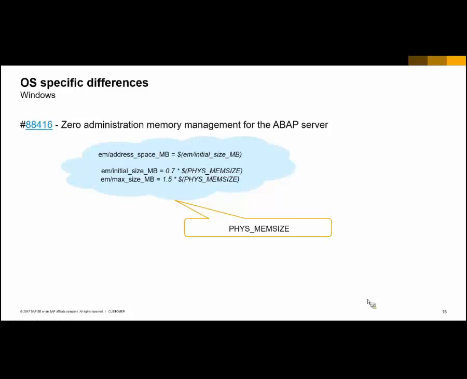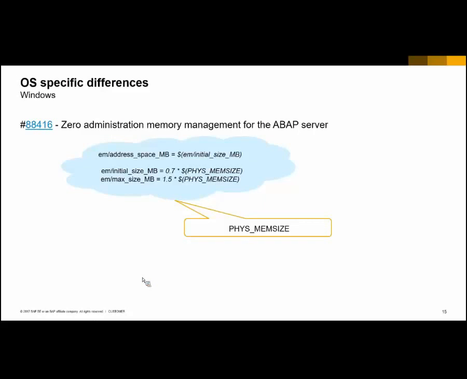In the case of Windows platform, Note 88416 provides deeper explanation about the memory management on Windows. Extended memory is dynamically self-extended up to the limit of the profile parameter em/max_size_MB, or until the address space in the Windows page file is used up. Parameter em/address_space_MB defines the total maximum size reserved for extended global memory and extended memory for a single user context. Its value is only relevant on operating systems that implement extended memory with map files, mapping extended memory in the address space of the process, like happens on Windows.